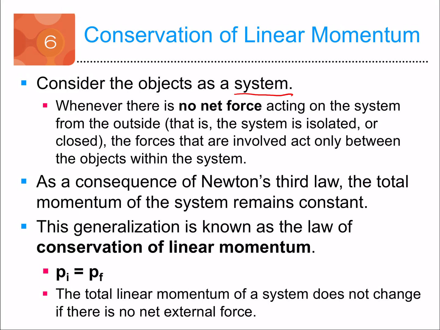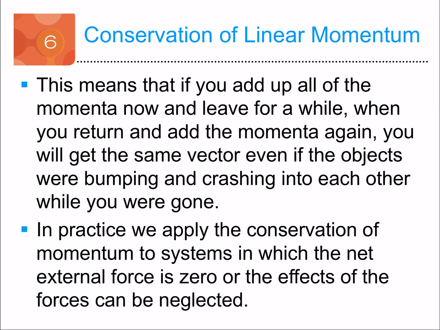So as a consequence of Newton's third law, the total momentum of the system remains constant. This generalization is known as the conservation of linear momentum. The initial momentum has to equal the final momentum as long as there's no net external force. So basically, I add up all the momenta, I leave, I come back, add them up again. The final and initial are going to be equal, even though chaos erupted while I was gone.